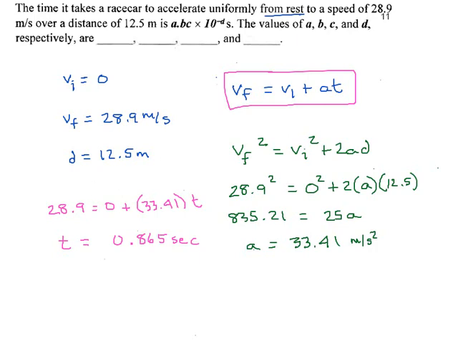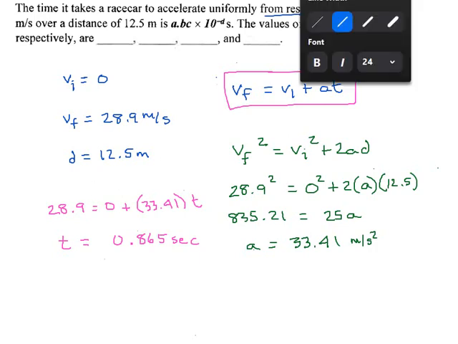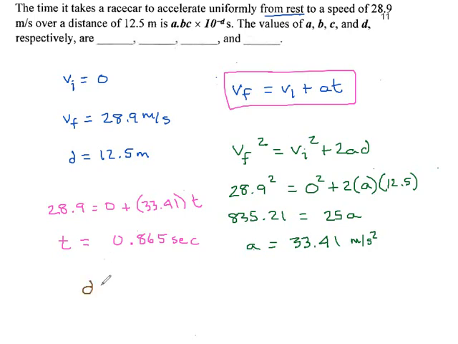I was thinking about another way to do this one, but actually I don't believe it's going to work. The other thing I considered was doing distance equals ViT plus 1/2 AT squared. But here again, we know the distance is 12.5. Vi is 0, so that whole term just goes away. The trouble is, again, we don't have the acceleration. So we would still have had to do this step to get A. And then we could have done 12.5 equals 1/2 times 33.41 t squared. And if we solve that for t, it should give us the same result. But I think it's a little bit more work actually than what we did here.